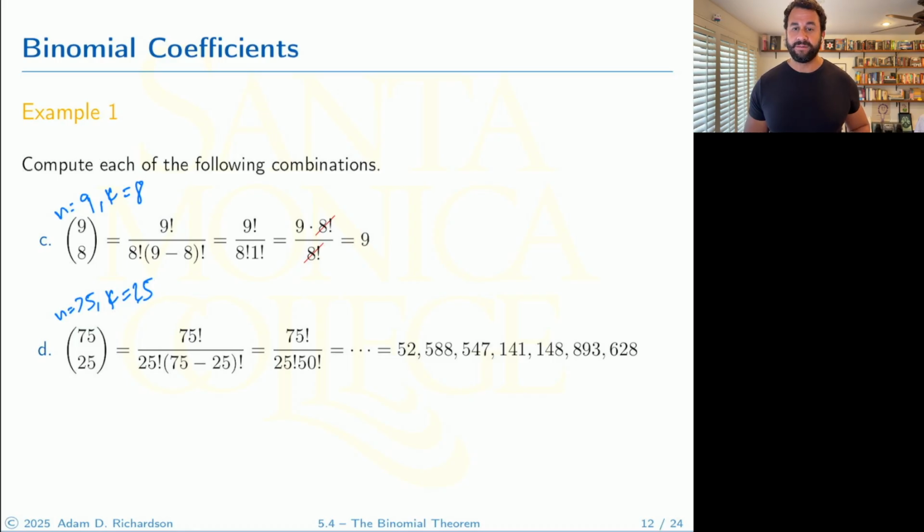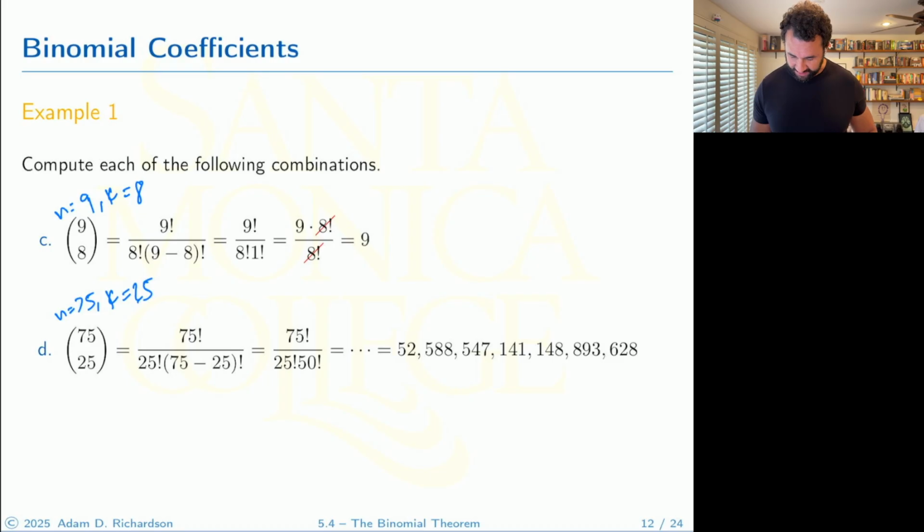But still going to be a lot, right? You're still going to have to do 75 times 74 times 73 times 72 times 71. You're going to have to multiply a lot of things together. And when you do, you get this gigantic number here. Geez, I'm not even sure how big this is.